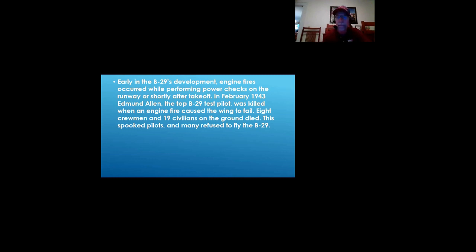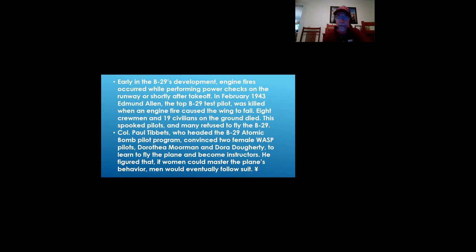And many of the men refused to fly the B-29. Colonel Tibbetts, who ended up flying the Enola Gay that dropped the first atomic bomb, was in charge of the B-29 pilot program and convinced two female WASP pilots, that's Women's Air Force Service Pilots, who were trained by Paul Tibbetts, to fly the plane and become instructors for the male pilots. He didn't tell the two women that the engines were prone to fires, but he did tell them how to avoid overheating the engines before takeoff.